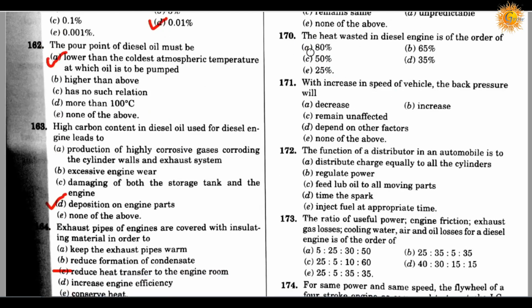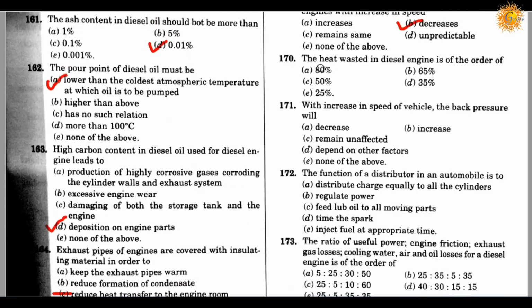Question number 170. The heat wasted in diesel engine is of the order of: option A 80%, option B 65%, option C 50%, option D 35%, option E 25%. So heat wasted is around 65% in diesel engine.